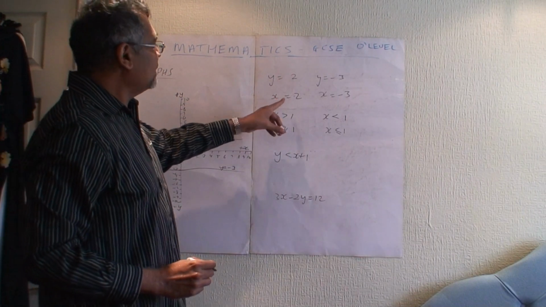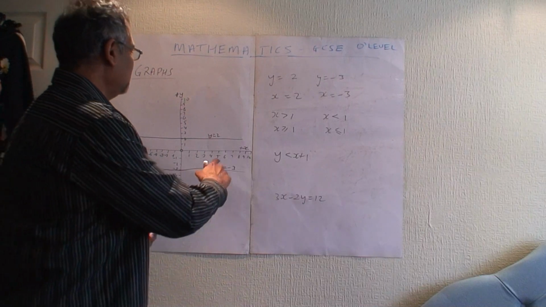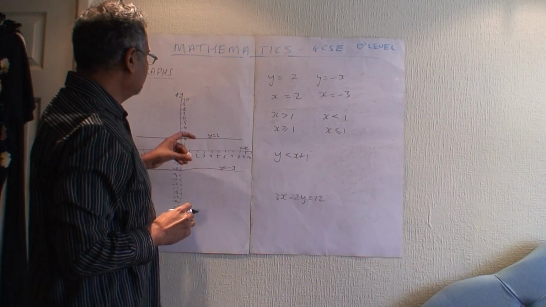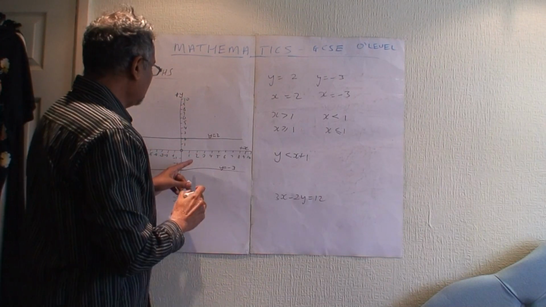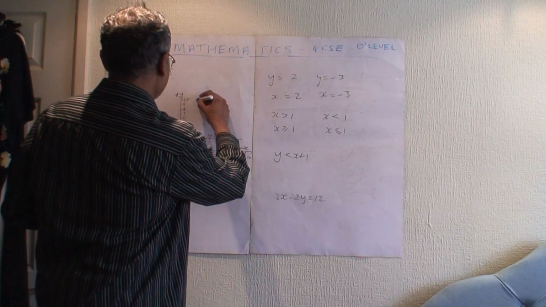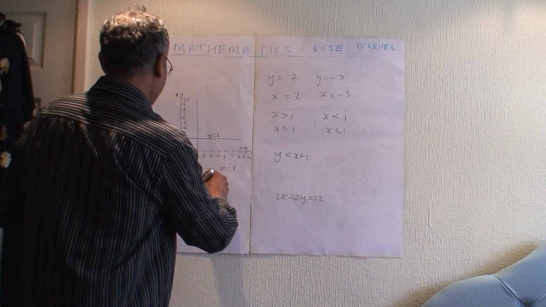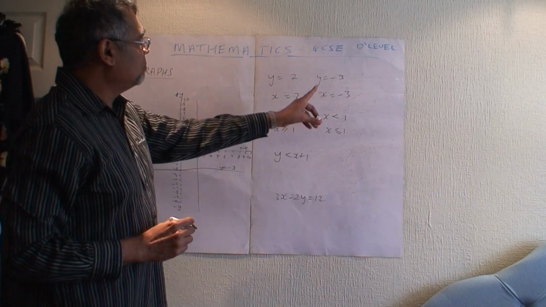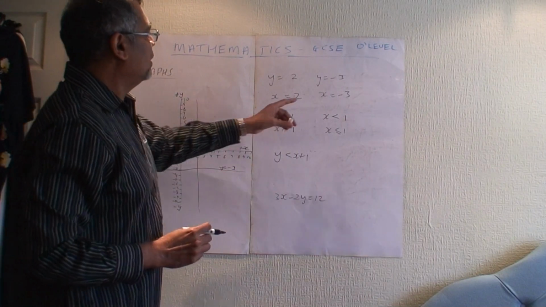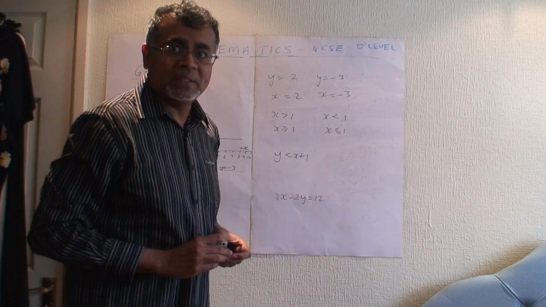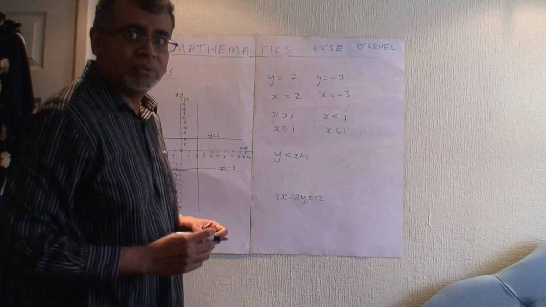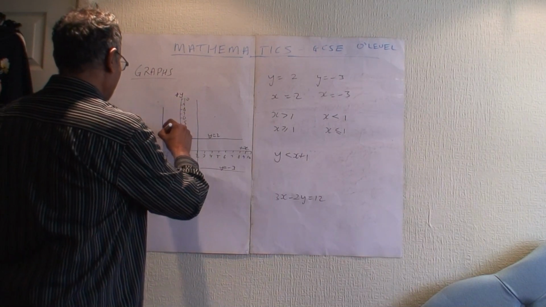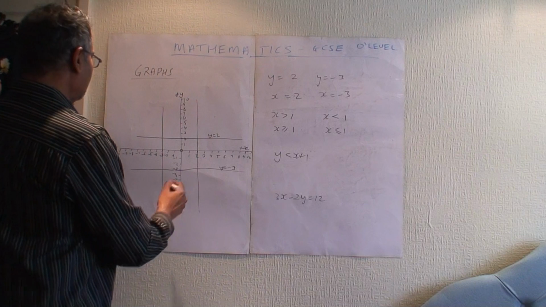We have another one. x is equal to 2. This is the x-axis. That's the 2. So we draw a vertical line that goes down like this, and it cuts the x-axis at positive 2, because that is what we want. Another one, x is equal to minus 3. We find the minus 3 on the x-axis, which is located here, and we draw a line down.